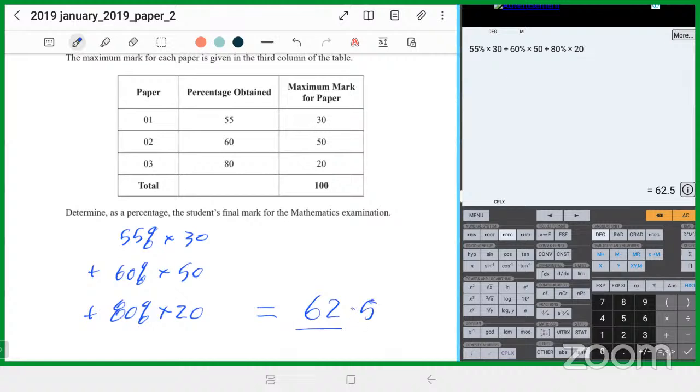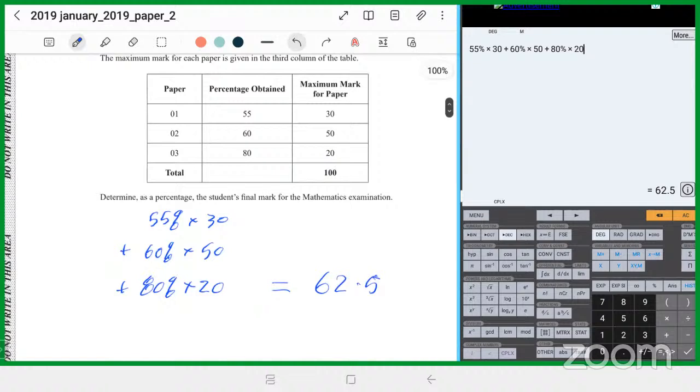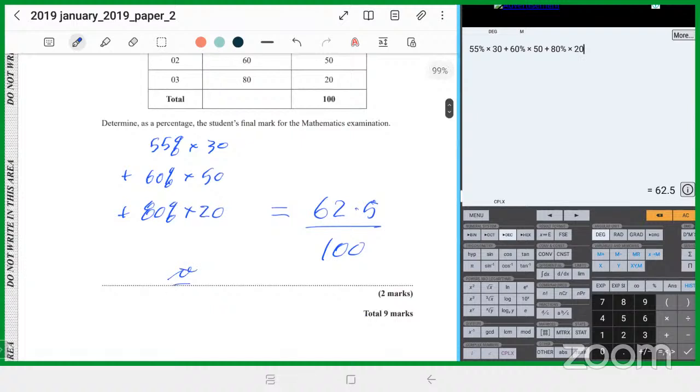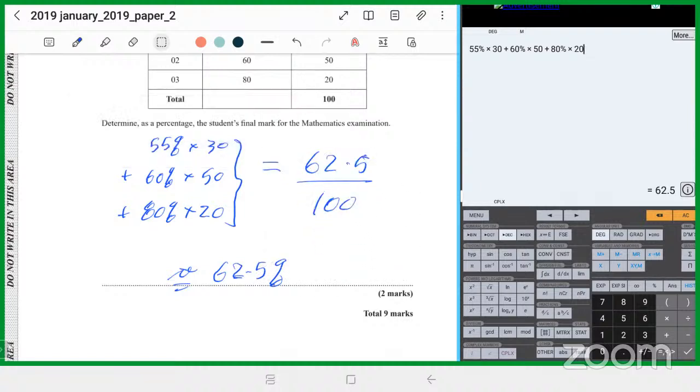62.5 out of 100. Total was 100. So she got 62.5 out of 100, and we can say that is still 62.5%. That is the answer right here, 62.5%. So let me bracket this up and shift this up here. All right, she got a total of 62.5 marks, and it's all out of 100, so it becomes 62.5% anyway. And that is the answer. Everybody should have gotten that full 9 marks on this question.